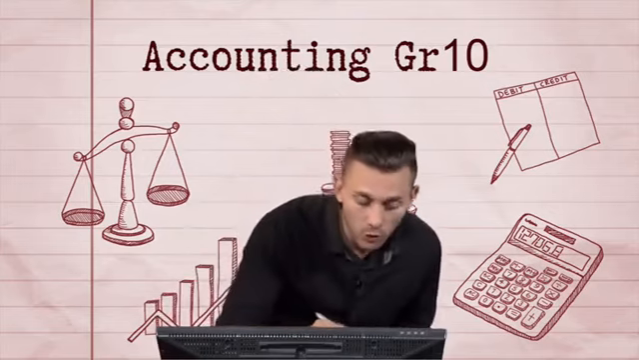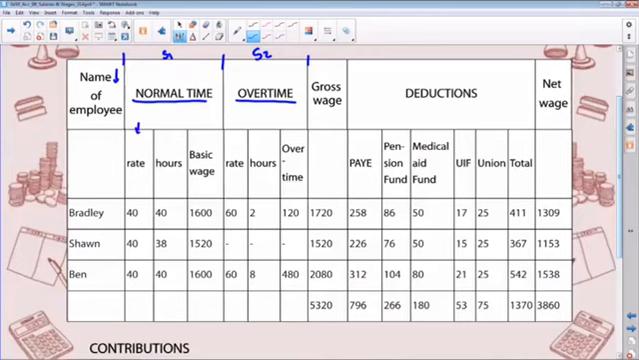So let's go and look at your section one, your normal time. The rate for all of them is the same. It's 40 rand. Good. So there we fill in the rate and then the hours. Remember, Bradley, 40 hours, Sean, 38 hours, and then Ben, 40 hours. What do I need to do? I need to multiply these with each other. So we need to take 40 times 40, and then you'll get your 1,600. If you say 40 times 38, you'll get 1,520. And then the next one, 40 times 40, that will give you 1,600 as well. Now, that is your normal time.